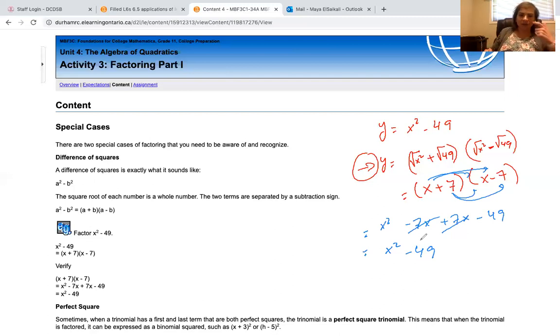And then you end up with a difference of squares. So remember, a difference of squares is going to be two terms, the first term is going to be a square term, the second term is going to be a square term, and then you're going to have a minus between them.